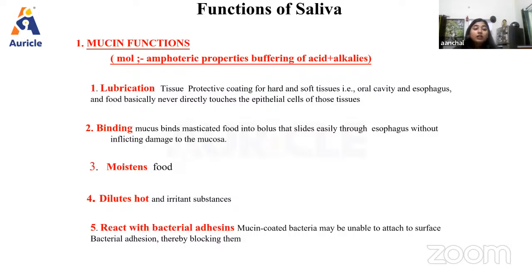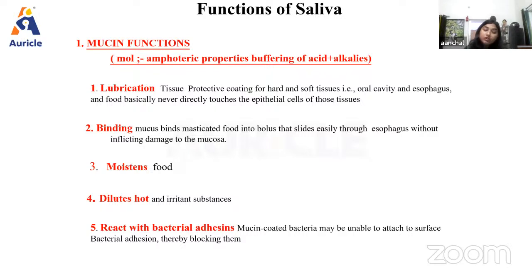Another function is of lingual lipase. This lingual lipase is another enzyme that is secreted in saliva. The lingual lipase is a lipid digesting enzyme. It is secreted from serous glands situated on the posterior aspect of the tongue, and the main function of lingual lipase is to digest fats.